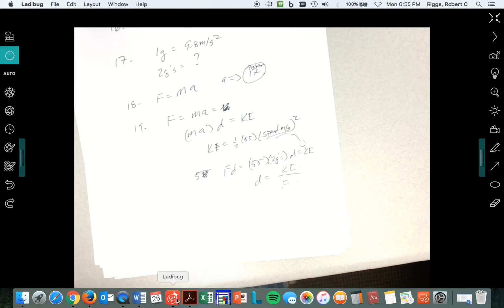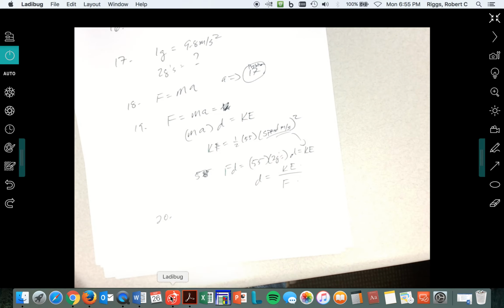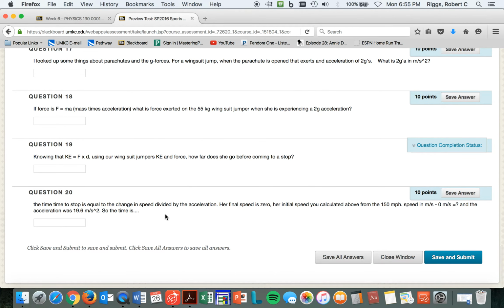All right? What's 20 say? Are we done? Are we about done? Please. The time to stop is equal to the change in speed divided by the acceleration. Okay, this is another one. Lucy, you got some explaining to do. All right, and I'll do it on this one. I don't care how long. This track might be a little bit long, but it's okay.